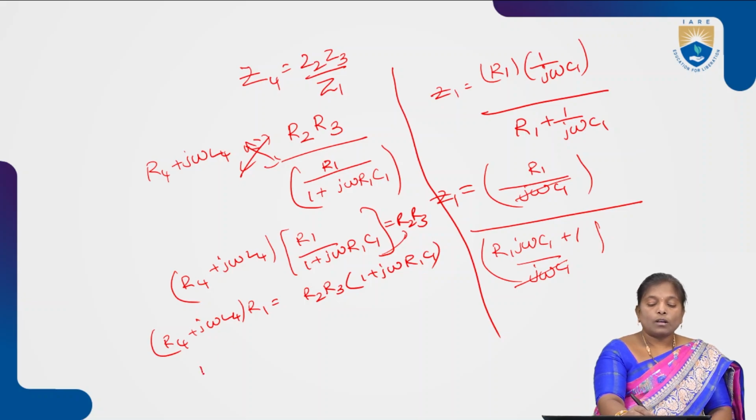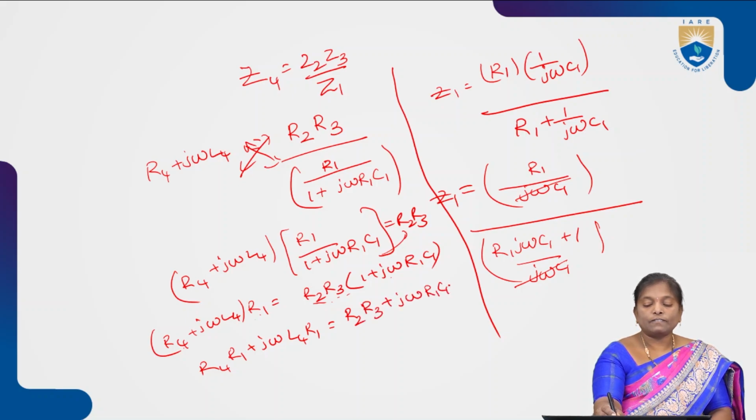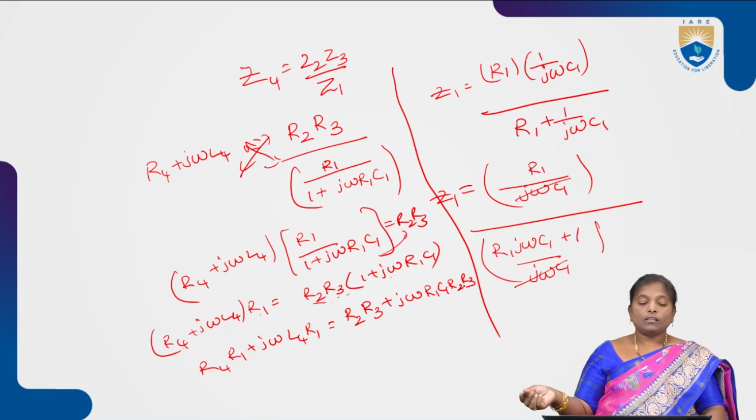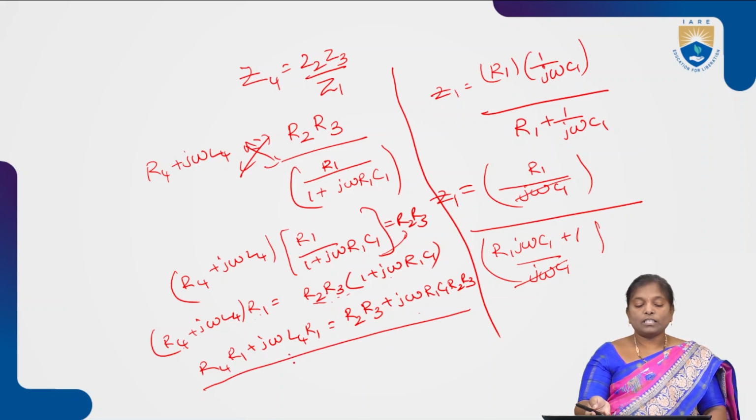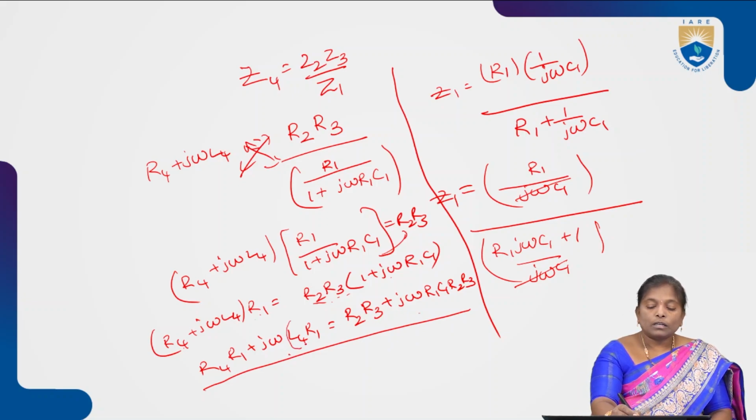Now, multiply each term with this R1, then R4 R1 plus j omega L4 R1 is equal to, multiply this R2 R3 with these two terms, then R2 R3 plus j omega R1 C1 R2 R3. Now we have both real and imaginary terms on both sides. So to measure L4, compare imaginary terms on both sides. Similarly, to measure R4, compare real terms on both sides.